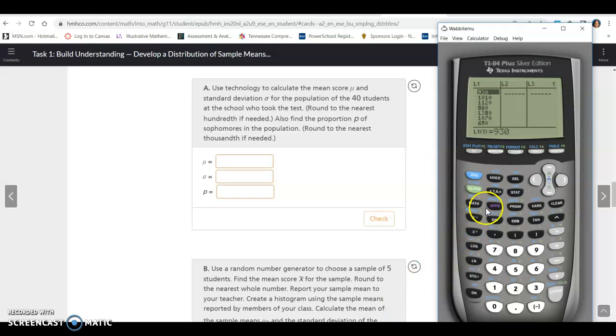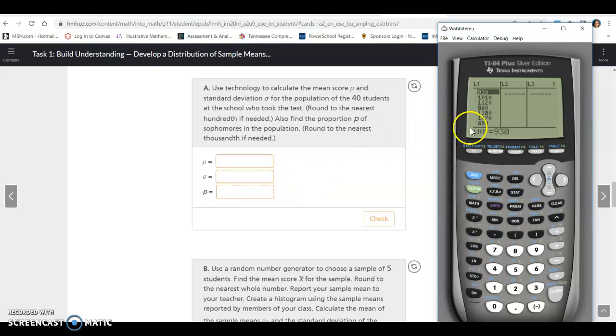All right, so in a previous lesson, I told you that x with a bar over it is actually the mean in your calculator. So this is the mean symbol. But x with a line over top of it also represents mean, and that's what you're going to see in the calculator. This is standard deviation, and P in this case represents the proportion of sophomores in the population.